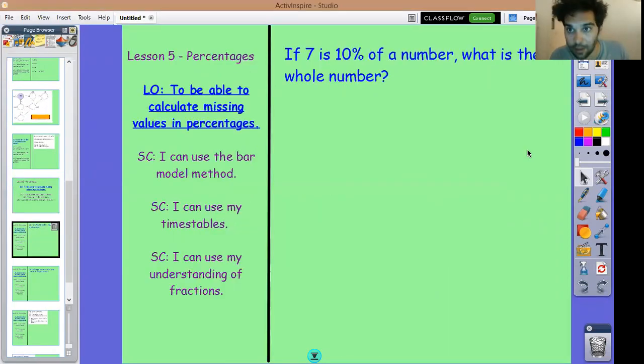So over here, I'm going to move this just to here. If 7 is 10% of a number, what is the whole number? Okay, so let's have a think. If 7 is 10% of a number, what is the whole number? First of all, I'm definitely going to use my bar model methods. I'm going to use my understanding of fractions.